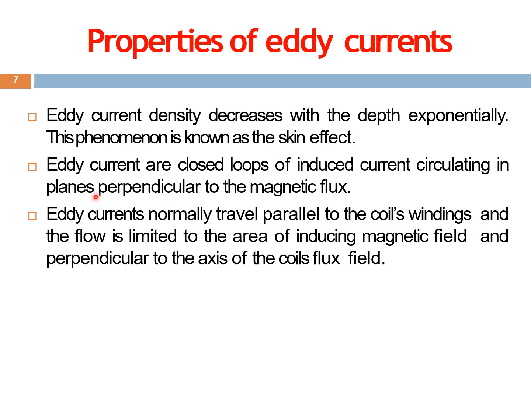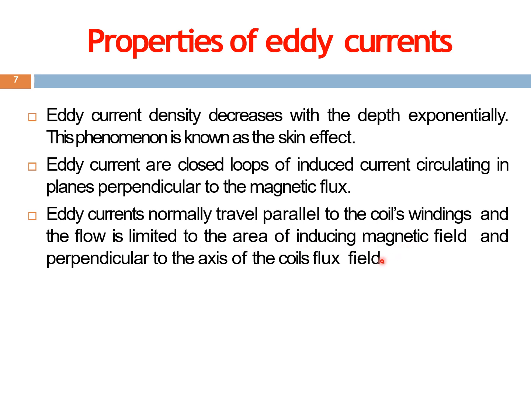Now, the second property is that eddy currents are closed loops. They are induced currents, that is, induced into a different conductor material. They circulate in a plane perpendicular to the magnetic flux. That is, whatever the direction of the magnetic flux, perpendicular to that magnetic flux, eddy currents will form closed loops. And eddy currents normally travel parallel to the coil windings. Whatever coil you're using, the eddy currents normally travel parallel to the coil windings, and the flow is limited to the area of the induced magnetic field.